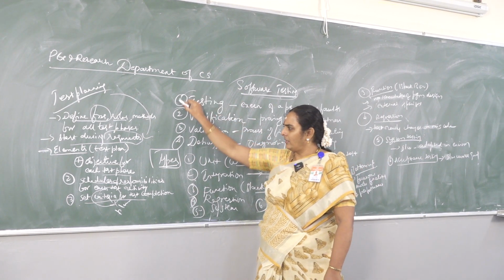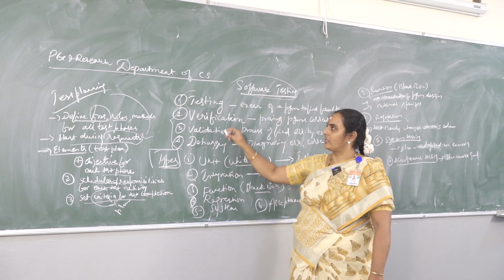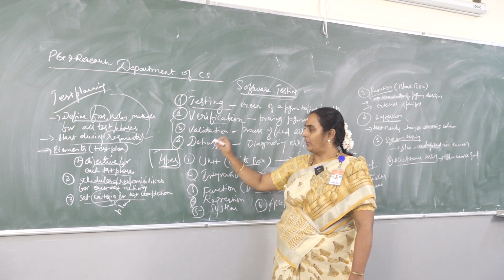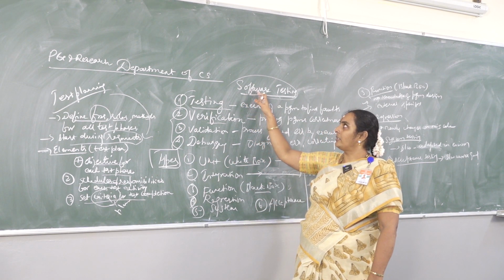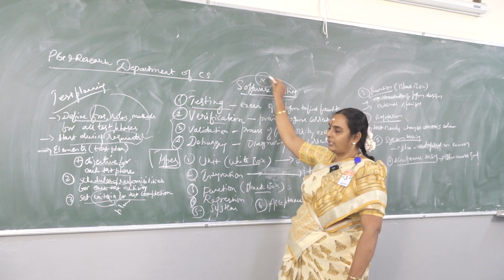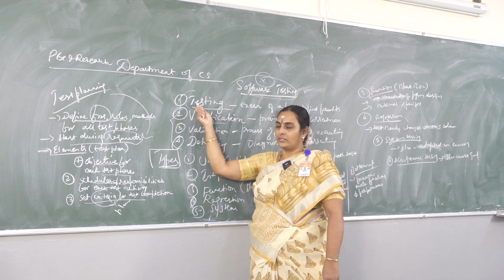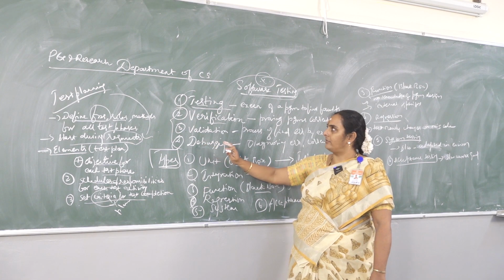Here there are some basic notations or definitions which come under software testing. The first one is testing, the second is verification, validation and debugging. Every software project undergoes software testing, and this is very important in completing the entire software project. In completing that project, the first stage is testing. Then you have to verify the code, validate and debug.